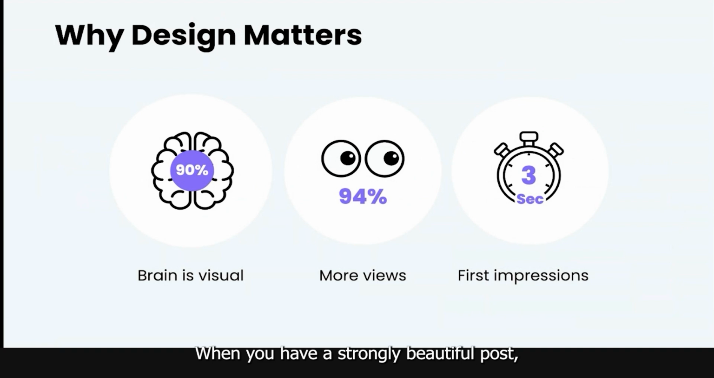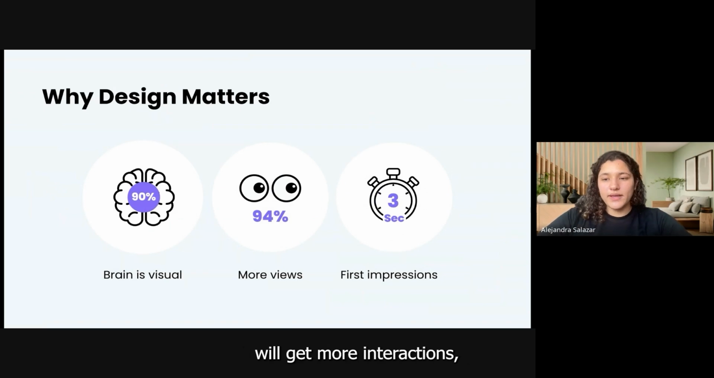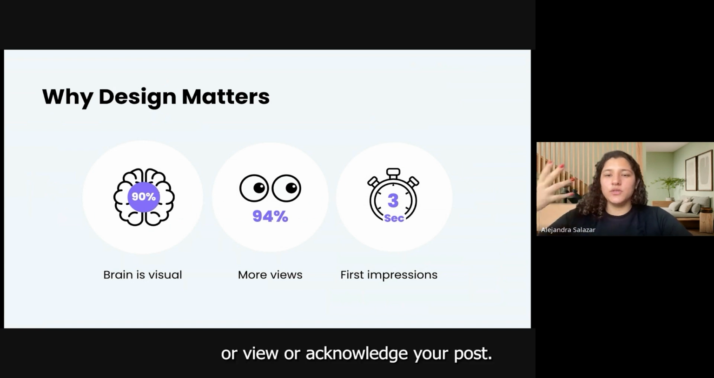When you have a strongly visual post, it will get 94% more views because the brain is mostly visual. That means that when you have a strong visual image in a post and it's easy to understand, the text is clear, and it's legible, you will get more views, you will get more interactions, and people will stay and interact or view or acknowledge your post.